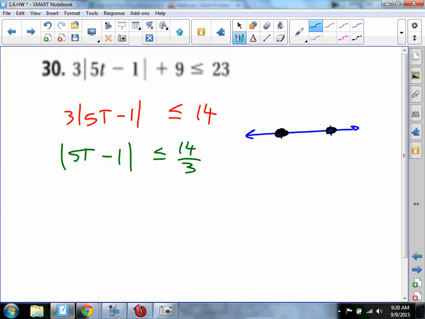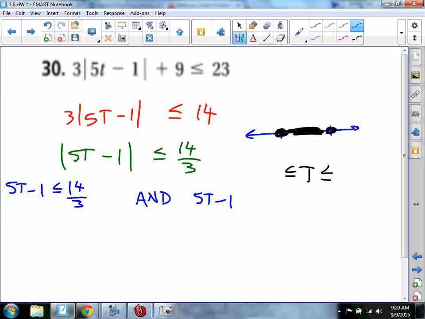Shading between. So my final answer is going to have t is less than or equal to something is less than or equal to something. Okay, if I'm using words, I'm using the word and. So here we go. 5t take away 1 is less than or equal to 14 thirds. I'll go ahead and write my other inequality. 5t take away 1 is greater than or equal to negative 14 thirds.